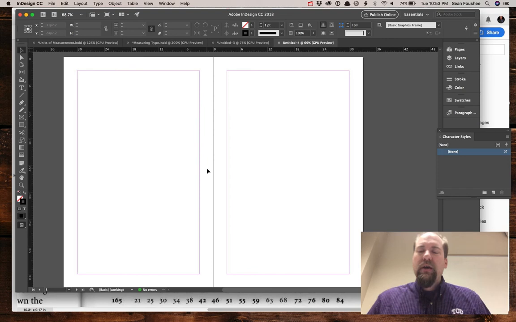Now, why are margins important? Well, margins protect and frame the content. What do I mean by that? Well, let's add some text here and let's talk about that.